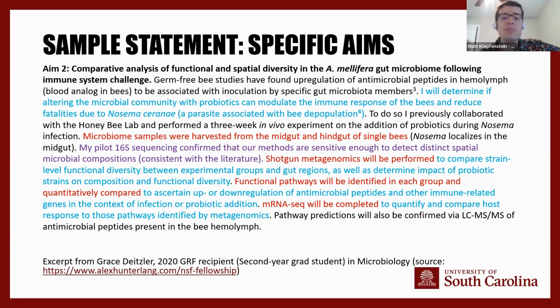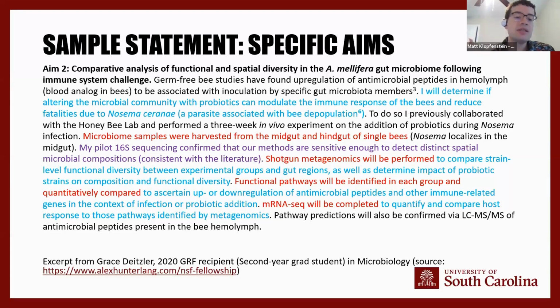And then we get into some more specific things that are actually going to be done. So in red, we have the actual tasks that are going to happen here. Microbiome samples are harvested from the midgut and hindgut of single bees. Shotgun metagenomics will be performed. Functional pathways will be identified in each group and quantitatively compared. mRNA sequencing will be completed. So that's the what of what's happening here.